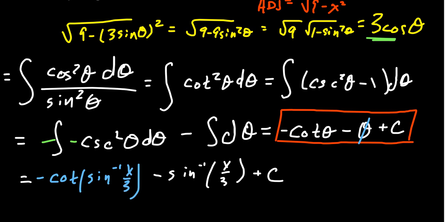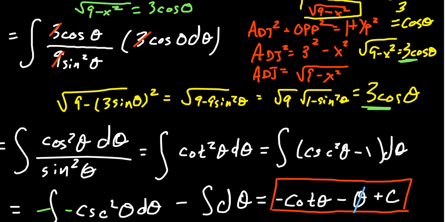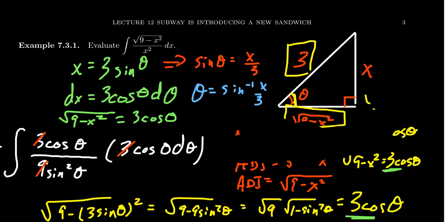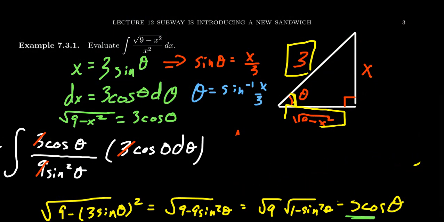Now, I'm not going to be a big fan of having the inverse trigonometric function inside of the trigonometric function. We could try to simplify that, especially if we come back up to this triangle diagram right here. There's a lot of clutter going on here, so I'm going to clean up some of this just to get it out of the way. Of course, we know the three sides of this triangle. We know the adjacent side is the square root of 9 minus x squared. The opposite side is x. The hypotenuse is 3.